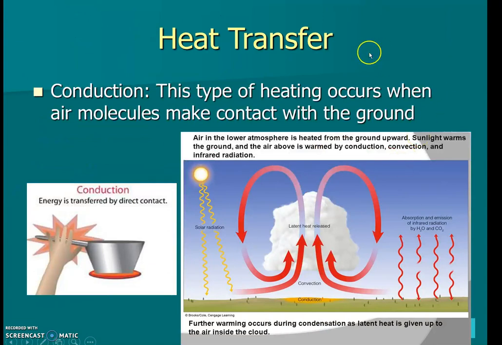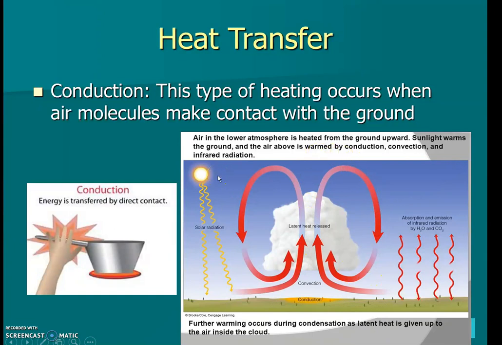Conduction is the last type of heat transfer, and it occurs through direct contact. For example, if your hand touches a hot pan, that would be conduction. The molecules are going directly from one object to another. This has to do with weather because conduction happens when the air actually touches the ground. So the air touches the ground and then that starts convection.